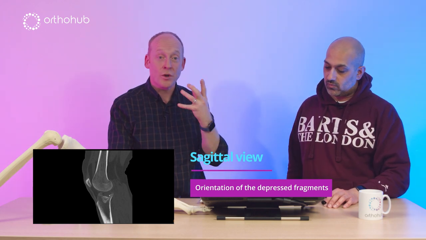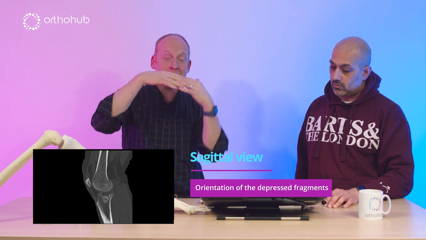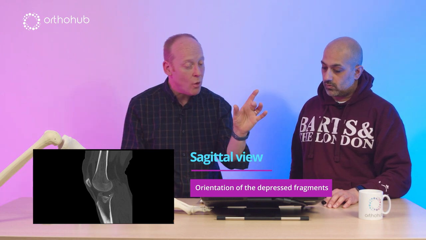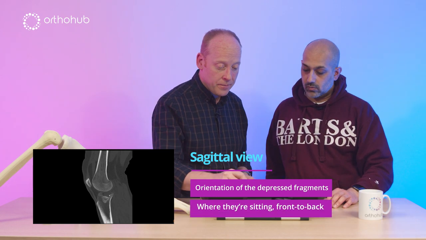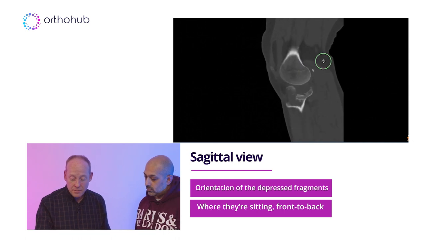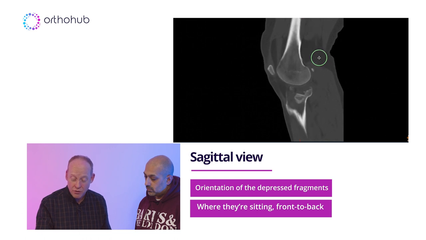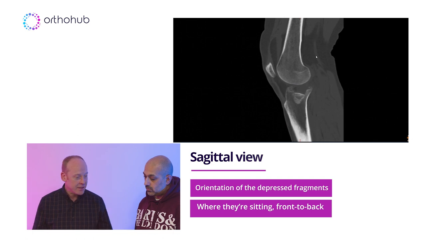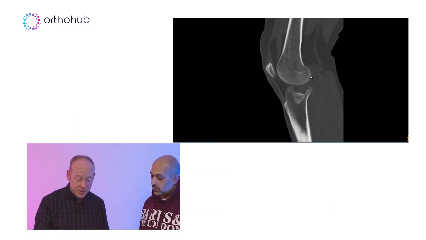But the sagittal, what does it give you? Answer, it gives you the orientation front to back of any depressed fragments, and also where they're sitting. You can see in this case there's a bit of anterior cortex, and it's a bit more posterior, isn't it? A bit more posterolateral as opposed to anterolateral. That's the sagittal. And then I tend to go to the axial.